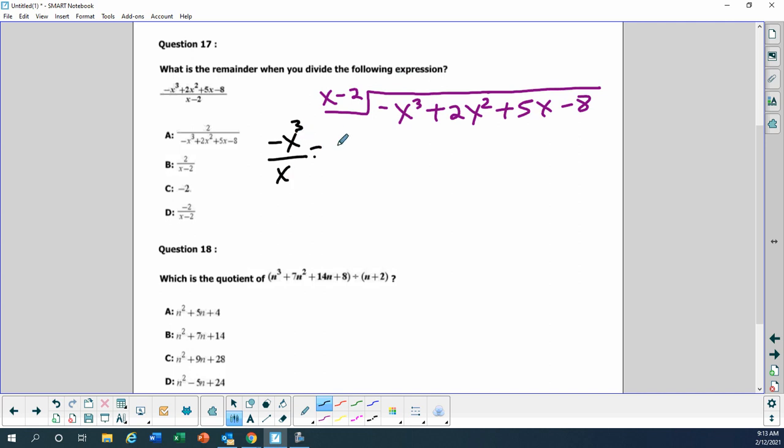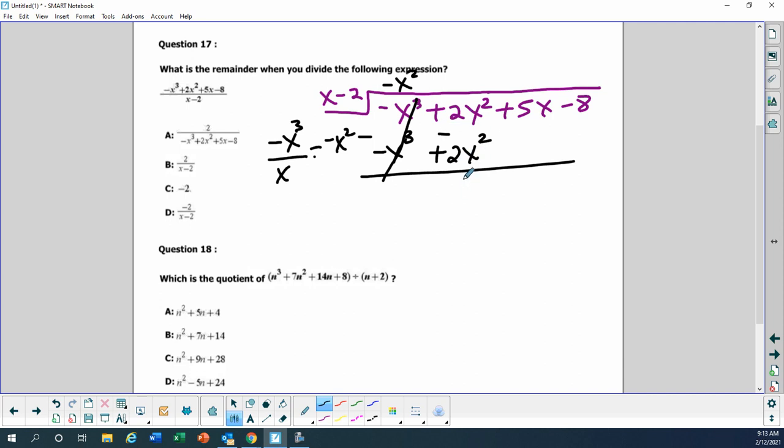So -x³ divided by x gives you -x², so I put -x² here. Then I multiply: -x² times x gives you -x³, and -x² times -2 is positive 2x². Now we subtract. -x³ minus -x³, minus minus becomes positive, so this cancels out. 2x² minus 2x² is going to be 0.